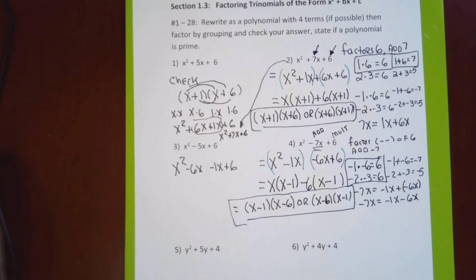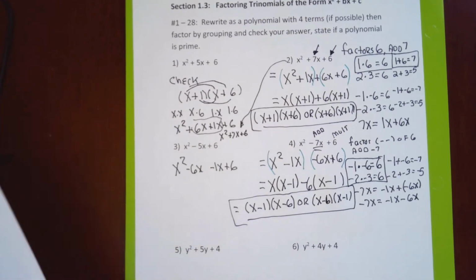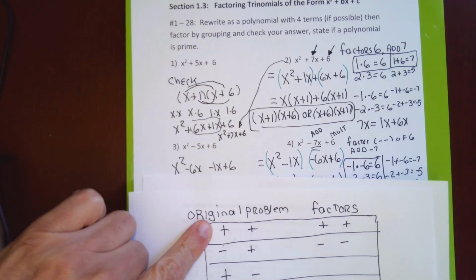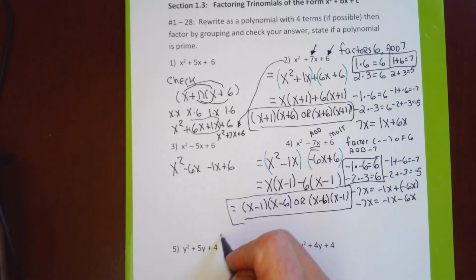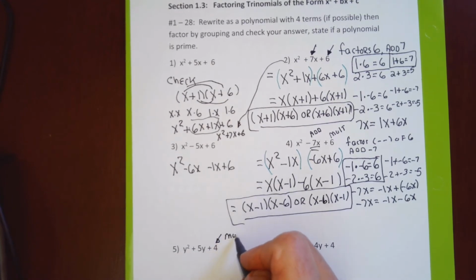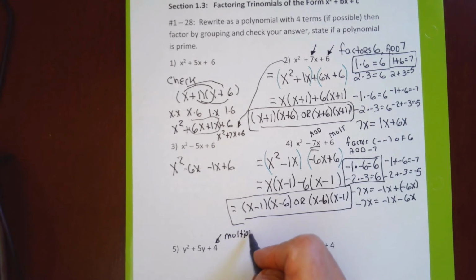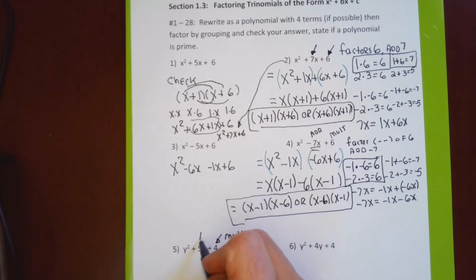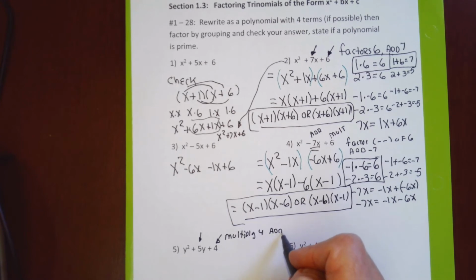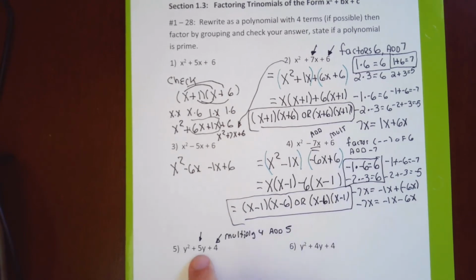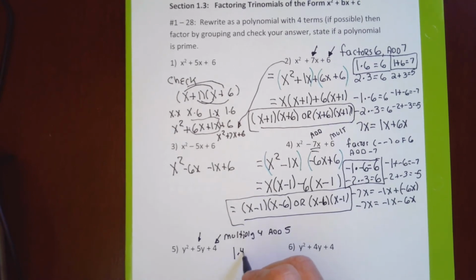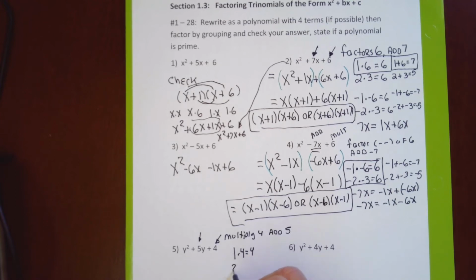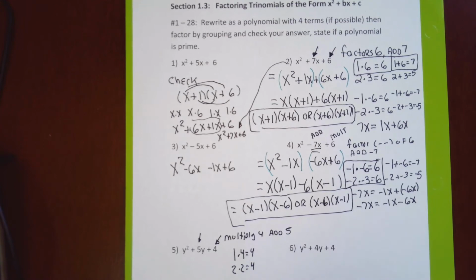So let's do number 5 together. In number 5, the original problem has double plus signs, so I'm looking for plus plus factors. So when I go to number 5, I'm going to look for numbers that multiply to positive 4 and that add to 5. It's always multiply to the last number, add to the middle coefficient. The factors of 4: 1 times 4 equals 4, and 2 times 2 equals 4. I'm not worried about the double negative factors because they're not applicable here.